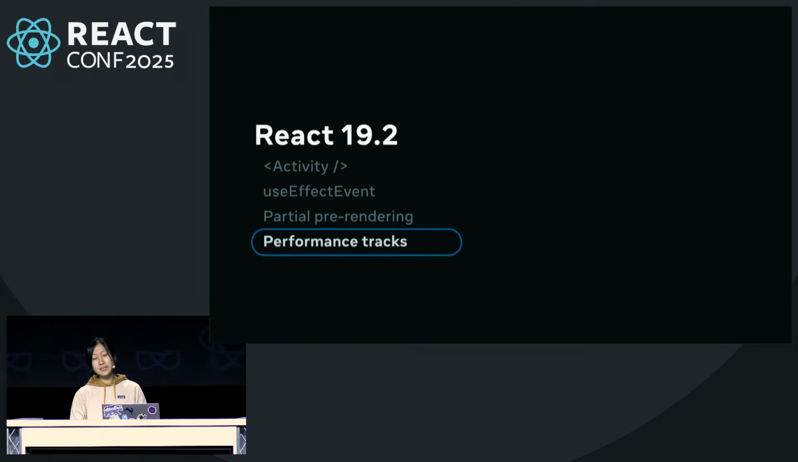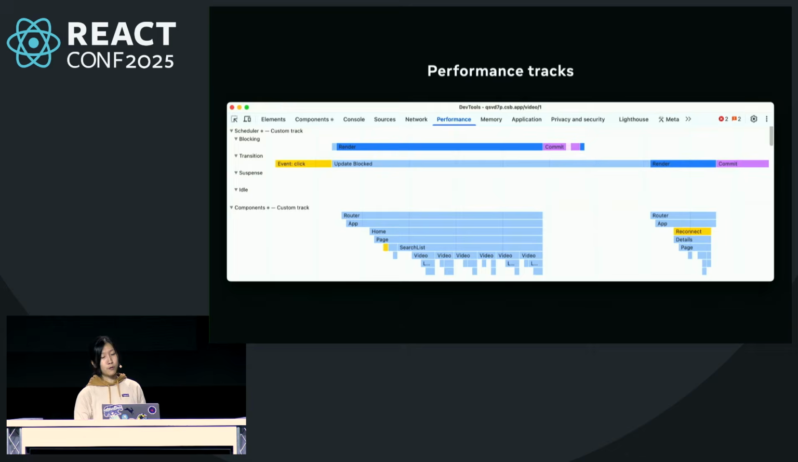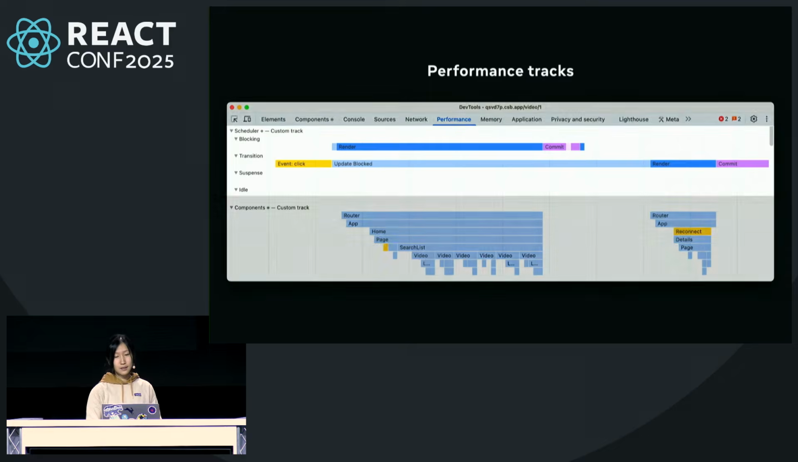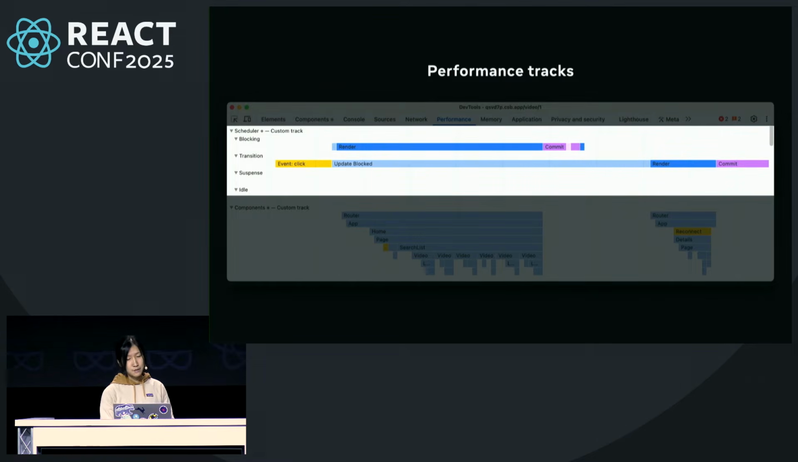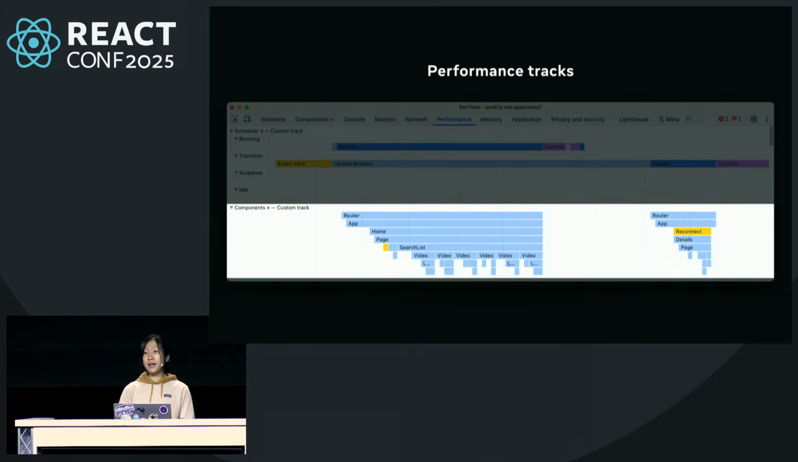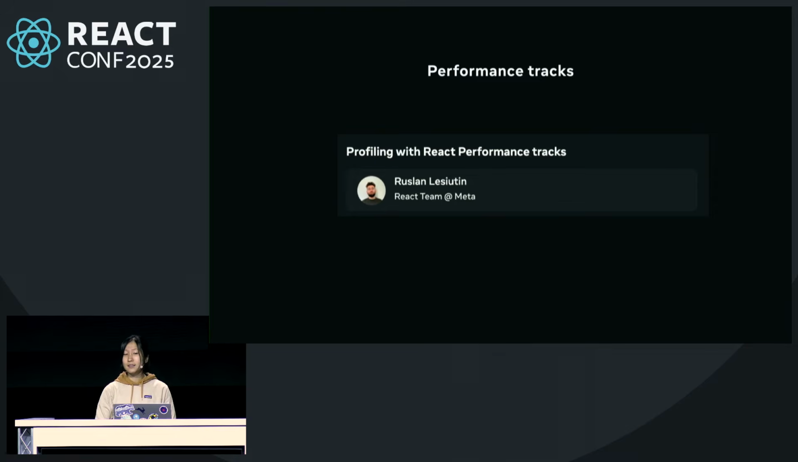And finally, we're releasing a new profiling tool called Performance Tracks. This lives in the Chromium Performance panel and lets you see a timeline of all the work done in React. The scheduler track is a more detailed version of the timeline view we just used to understand activity. Blocking, transition, suspense, and idle, those are all different priorities used by the React scheduler. And the component track gives you a flame view graph of component renders and effects. If you want to understand how to use performance tracks better, please check out Ruslan's talk.